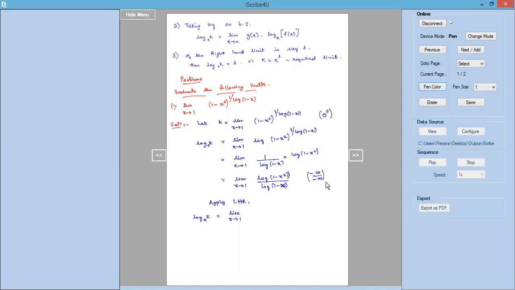Differentiation of log of 1 minus x square is 1 divided by 1 minus x square into chain rule. So differentiation of 1 minus x square is minus 2x. The whole divided by differentiation of log of 1 minus x, which is 1 divided by 1 minus x, the whole thing into differentiation of 1 minus x, which is minus 1.